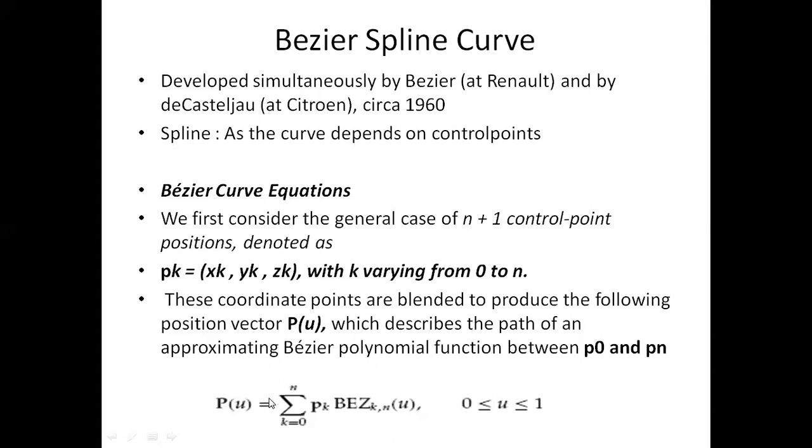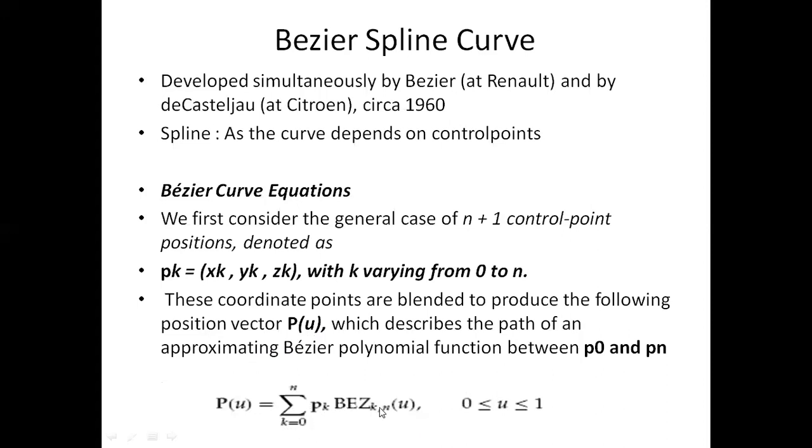So P(u) is nothing but a positional vector. Vector means a set of points throughout the curve, like an array. So what does this vector consist of? This vector consists of this formula: the sum for k equal to 0 up to n of p_k.